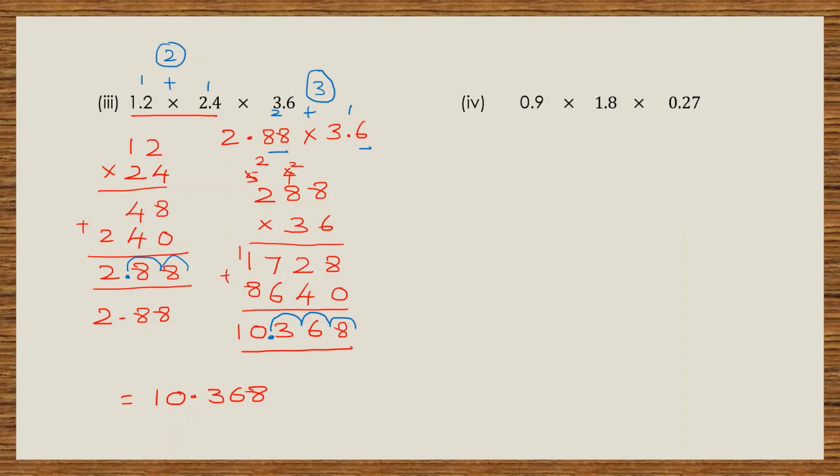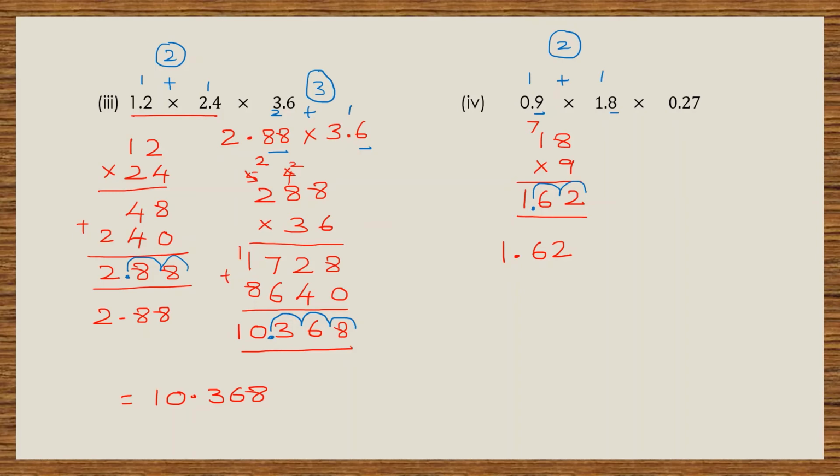Let's do question 4. 0.9 into 1.8 is 9 into 18, or simply 18 into 9 when we ignore the point. 9 8s are 72, carry 7. 9 1s are 9 plus 7, 16. 162. Now let's see the number of decimal places. 1 and 1. 1 plus 1, there should be 2 decimal places. So here 1, 2. So 1.62. So here after multiplying 18 into 9, we get 1.62.